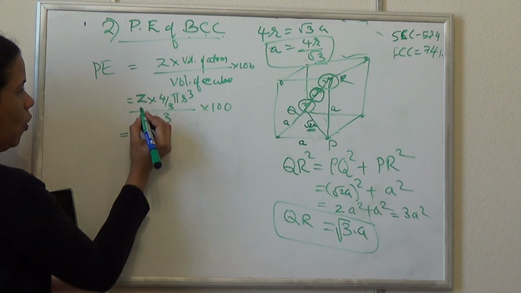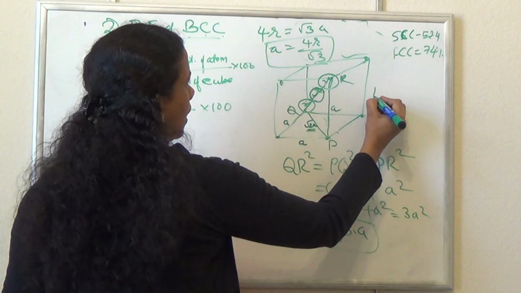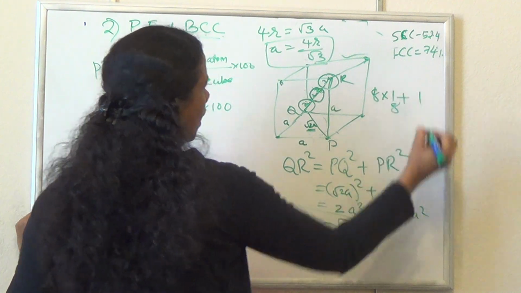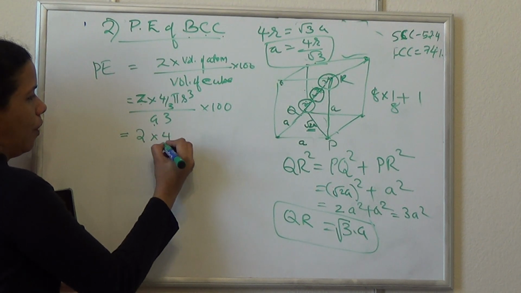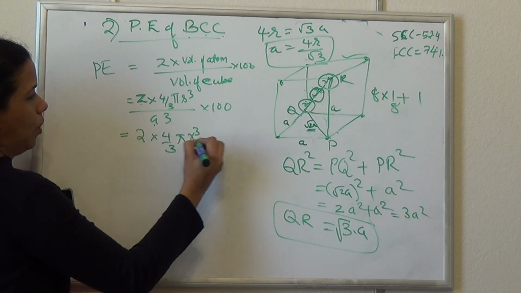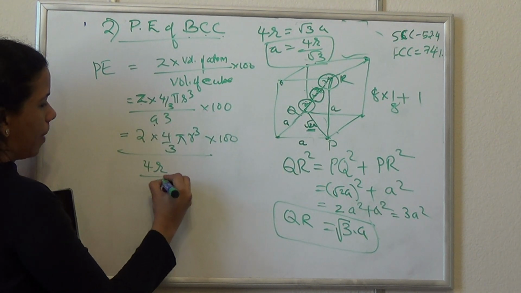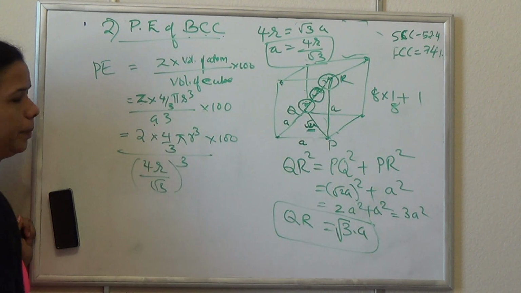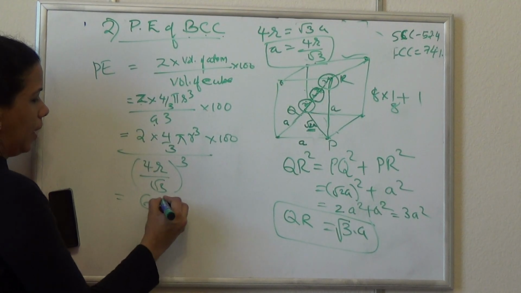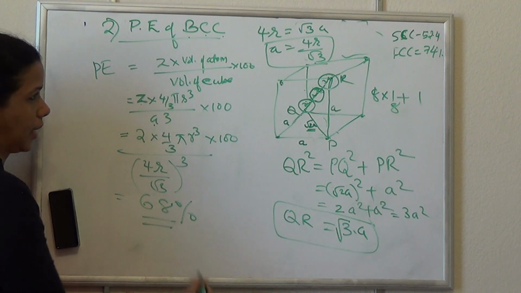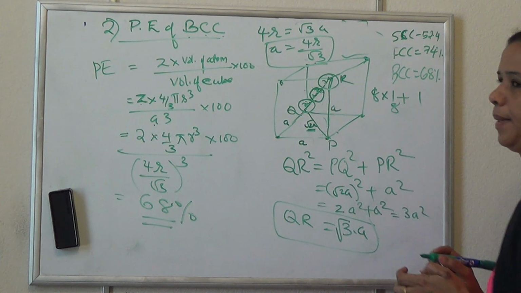There is one change. What is Z of BCC? Z is only 2 because of corners and body center: 8 into 1 by 8, and 1 at the body center. So what is the total value of atoms? That is 2. 2 into 4 by 3 pi r cube into 100 divided by a cube, where a is equal to 4R by root 3 the whole cube. By substituting the value of pi and calculating, we will get the value 68%. For BCC, the value is 68%.